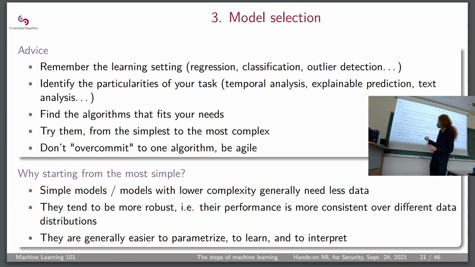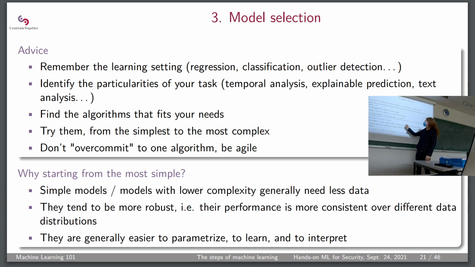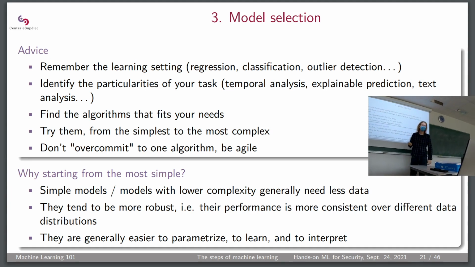And I advise you to start from the most simple models. Why is that? First, you generally need less data, so you can do it earlier, even when your experiments are not complete, for example. You can try to run some models. They're generally more robust, and the performances are more consistent. And generally, they're easier to parameterize, to learn, and to interpret. So you can have a very quick iterative process when you try some simple algorithm.